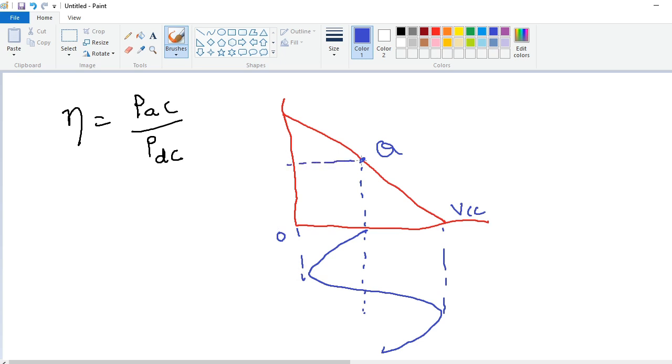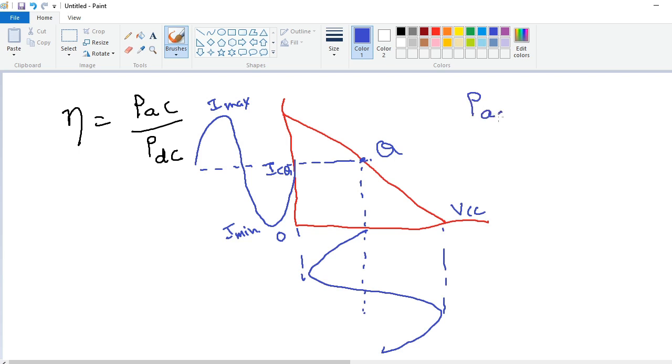Similarly, the current at the operating point is ICQ. So here also maximum swing is possible. This is I maximum. This is I minimum, that is equal to 0 under ideal conditions. Okay. So how to calculate AC power?